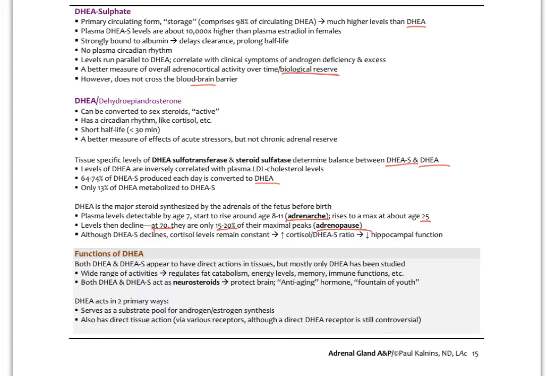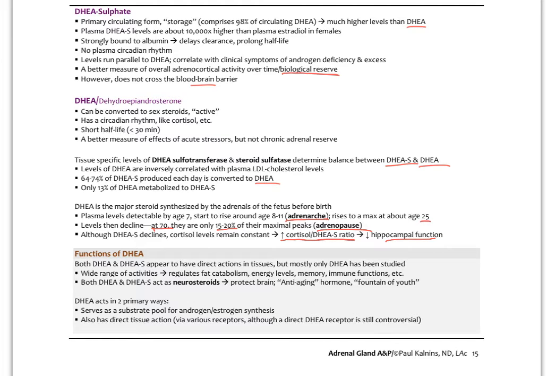The problem is that although DHEAS declines, the cortisol levels are going to remain constant. So that's going to increase the ratio of cortisol to DHEAS, and that has definitive negative effects on the hippocampus and different brain areas and so forth. So people, you can say, become less resilient to stress with an increased cortisol to DHEAS ratio.